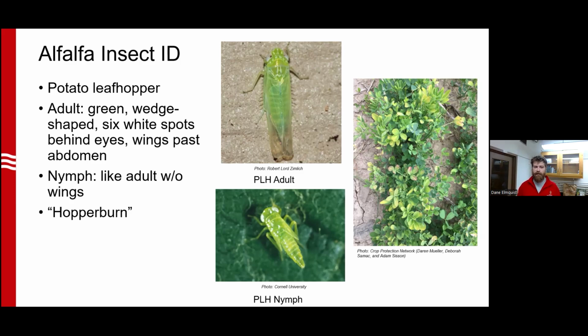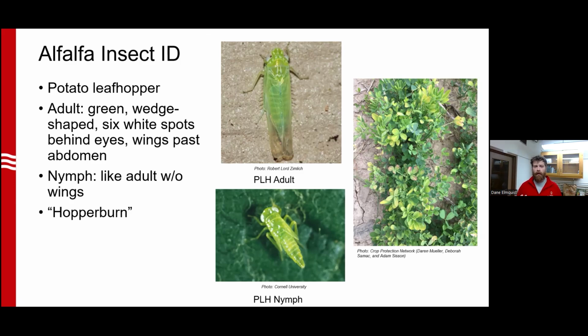Adult leafhoppers are really small. They're like 1/8 of an inch long or smaller. They're green, wedge-shaped. They've got 6 white spots behind the eyes. So another good character to take out your hand lens and take a look at. Their body's widest at the head. It's going to taper downwards, and the wings are going to be extending past the abdomen.